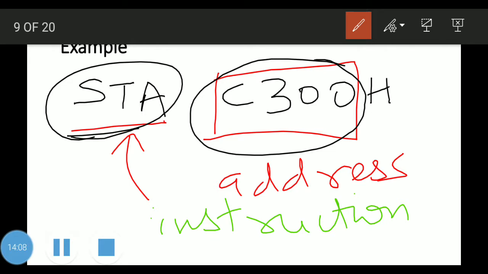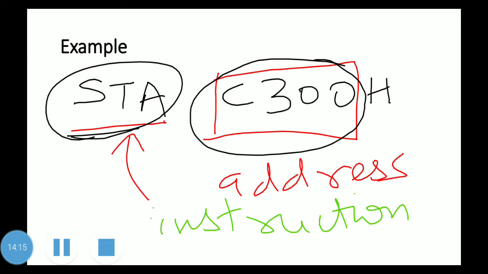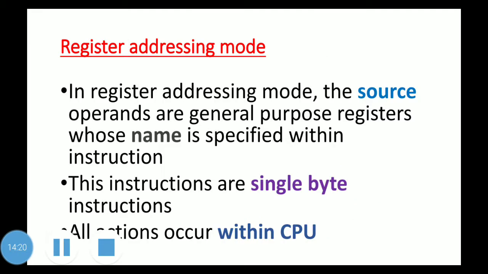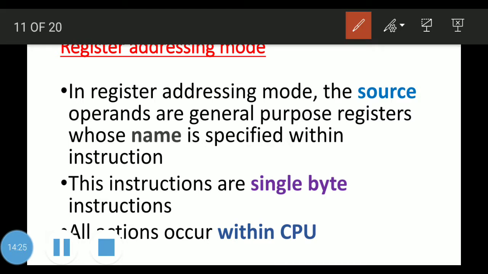Let us consider another type of addressing mode. This is register addressing mode. In register addressing mode, the source operands are general purpose registers whose name is specified within the instruction. Read it once again: the source operands are general purpose registers whose name is specified within the instruction.